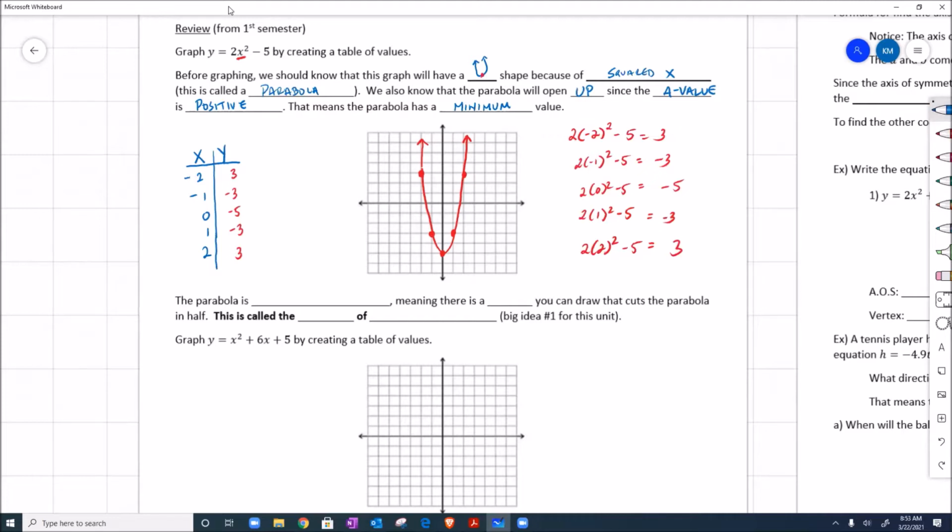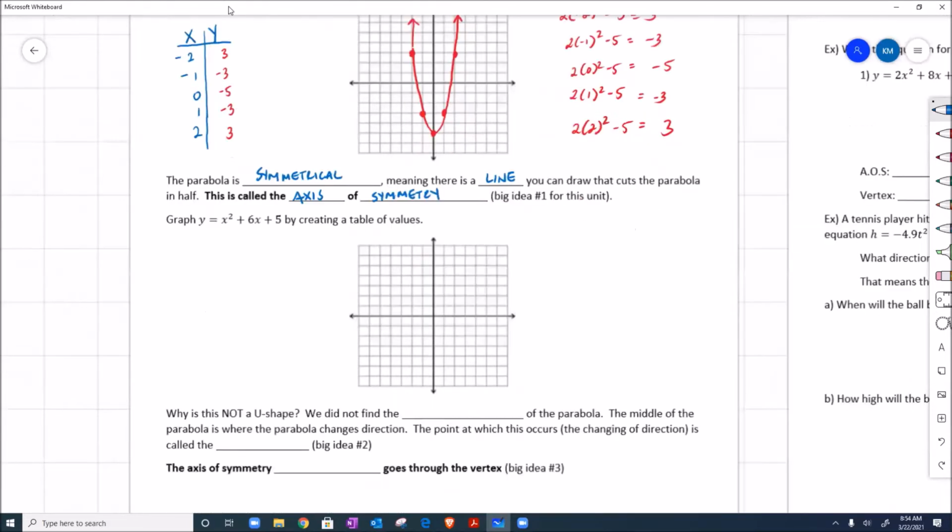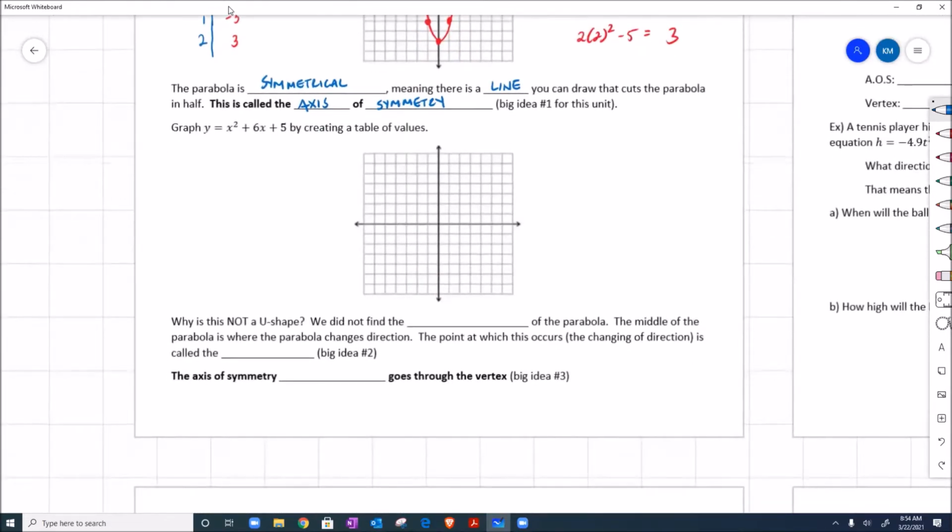So this parabola is symmetrical, meaning there is a line you can draw that cuts the parabola in half. This line is called the axis of symmetry. It's a big idea for this lesson here. Okay, so here it goes. It says graph y equals x squared plus 6x plus 5 by creating a table of values.